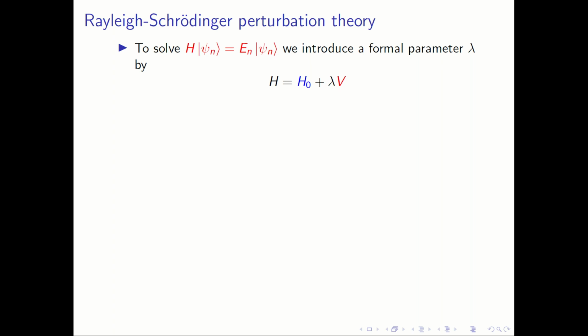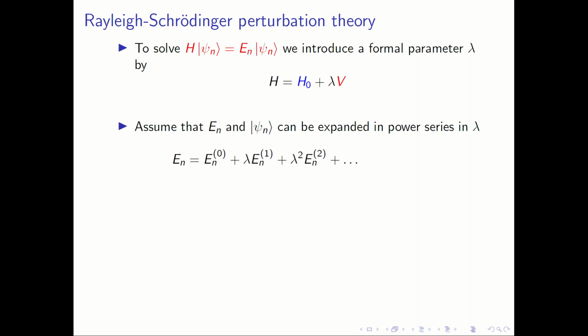Now, to solve H|ψn⟩ = En|ψn⟩, what we do is we first introduce a formal parameter lambda by writing H as H0 plus lambda V. Of course, this means that when lambda is 0, we have our exactly solved problem, that is H0, whose solutions we know exactly, and our actual problem, the problem which we really want to solve, is the one for lambda equals 1. Here lambda is really a formal parameter. It's meant to keep track of how many times V is appearing in a result.